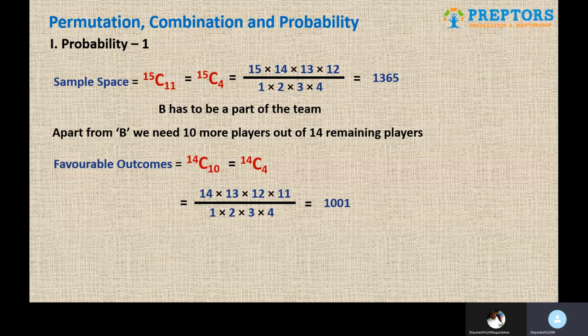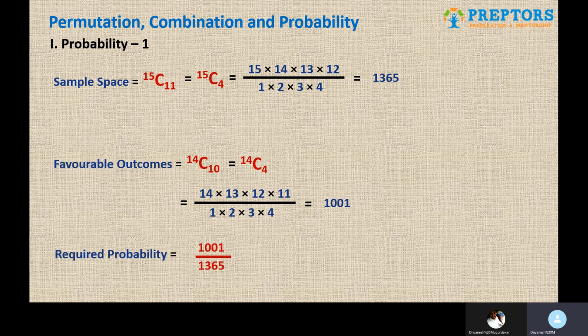And the question is, find out the probability. Probability you already know, favorable outcome divided by sample space. You do that, this is what your answer is, 1001 divided by 1365. So both things now we are combining, not only the calculation ease but also the basic idea of probability.